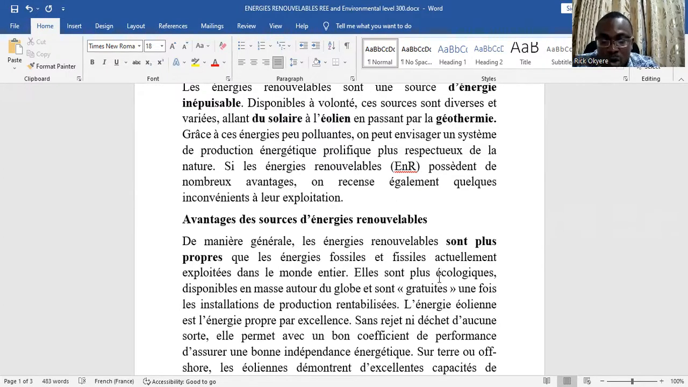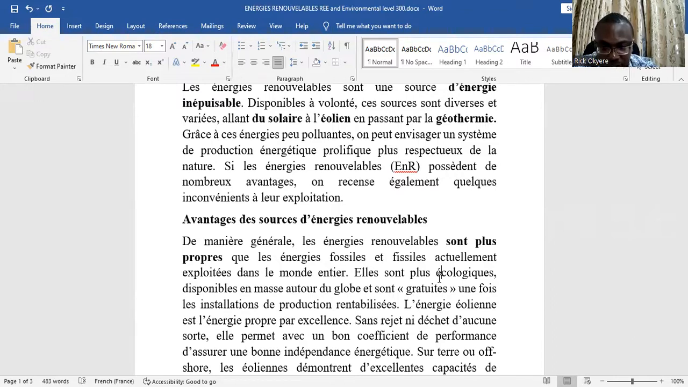L'énergie fossile are fossil energies. For example, petroleum products, fuel that we use for our cars. These are energies that are very unclean. Anytime a car moves, it pollutes the environment and affects our health. But unlike these, renewable energies are very clean, they are safe for our health, they are safe for the environment. So hence they are clean energies, they are not polluted energies, okay?